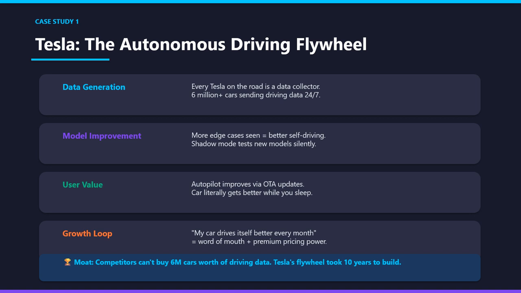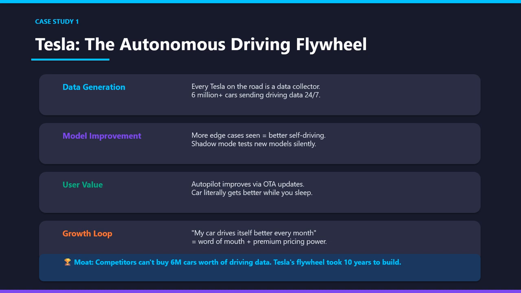Let's look at five companies that have built incredible flywheels, starting with Tesla. Tesla's flywheel is arguably the most powerful in the automotive industry. Here is how it works: the data generation. Every Tesla on the road is a rolling data collection machine. Over 6 million cars worldwide, each with 8 cameras sending driving data back to Tesla 24/7.